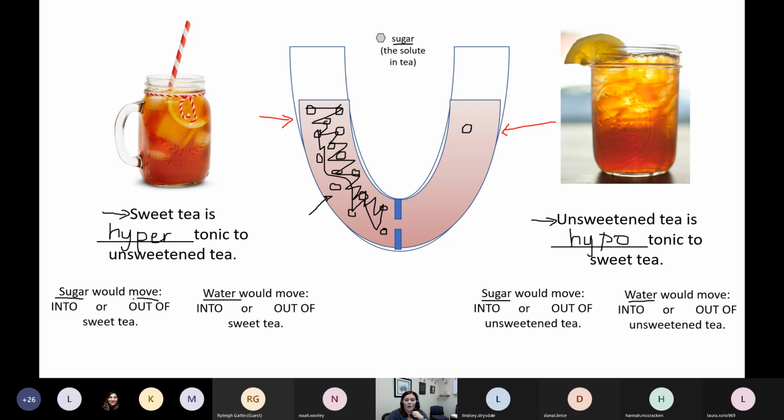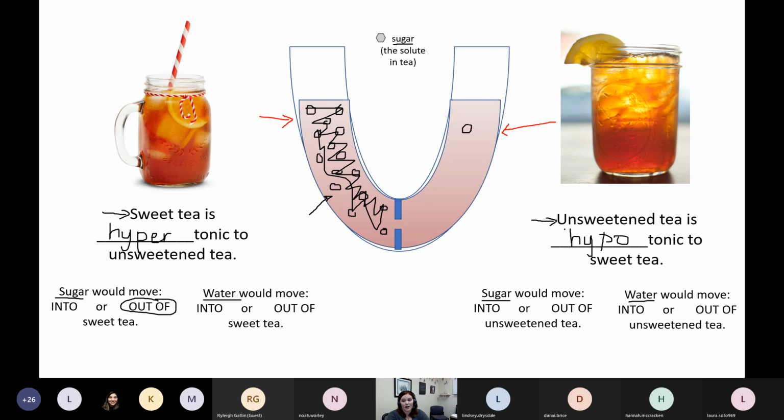Exactly. Yep. I probably should have clarified this a little bit better for us. When we're talking about diffusion, the way that we can think about it is we're always going from where there's a lot of something to where there's a little of something. We always go from high concentration to low concentration. So if I have a lot of sugar in sweet tea, that sugar is going to leave the sweet tea and it's going to go into the unsweetened tea.